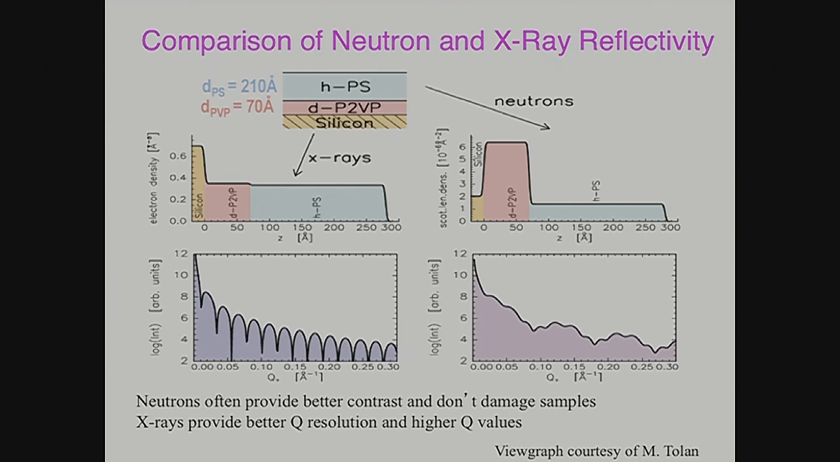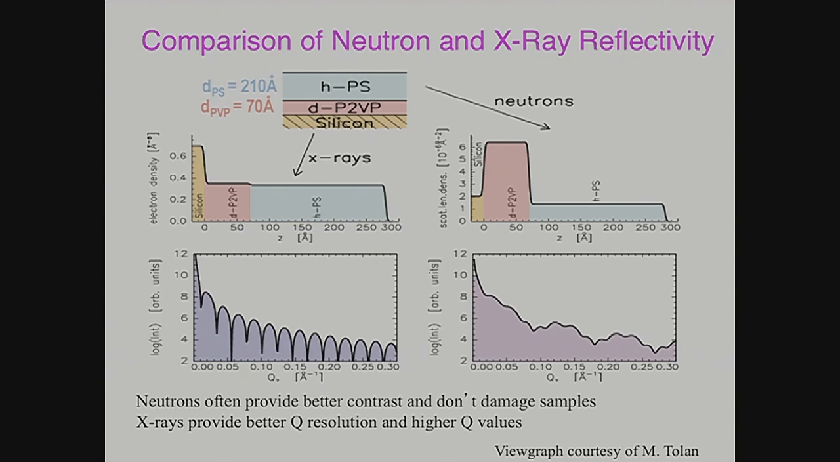Here's an example to compare X-rays and neutrons, just to give you a feel for it. This is a situation in which there is a silicon substrate. It's a thick silicon wafer. And on top of that, one has a deuterated polyvinyl pyridine layer, 70 angstroms thick. And here's a hydrogenated polystyrene layer, 210 angstroms thick. So let's measure that with X-rays and with neutrons.